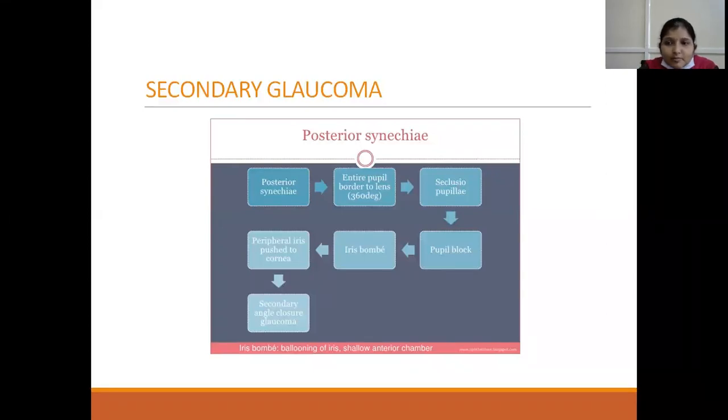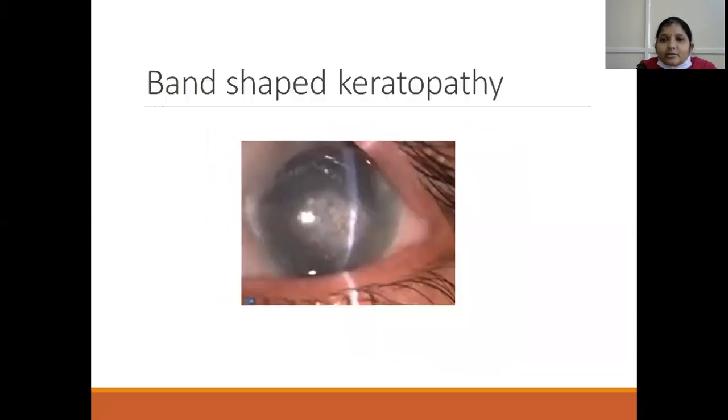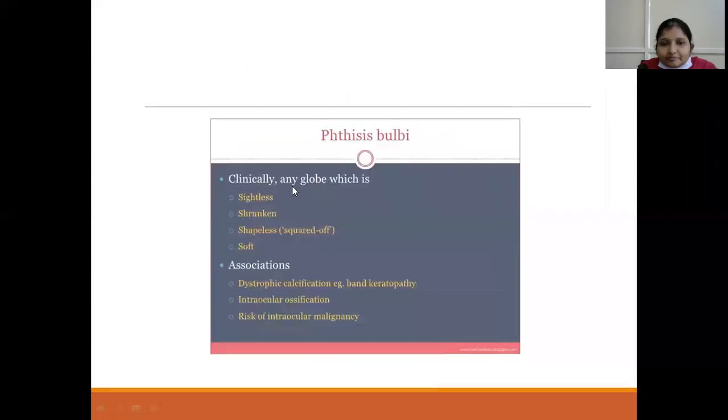of the iris, iris bombe, and with this iris bombe, the peripheral iris gets pushed to the cornea. So it leads to secondary angle closure glaucoma. Similarly, there can be angle closure glaucoma because of formation of peripheral anterior synechiae. This leads to closure and blockage of the aqueous drainage, leading to glaucoma. And this is a picture showing band-shaped keratopathy. Here you can see whitish opacity on the cornea.